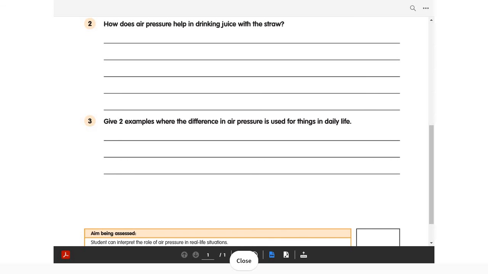When we suck juice from a straw, we first suck air. It reduces the air pressure inside the straw. The air which is outside exerts more pressure on the juice and pushes it inside the straw. Okay? Next question. Give two examples where the difference in air pressure is used for things in daily life.